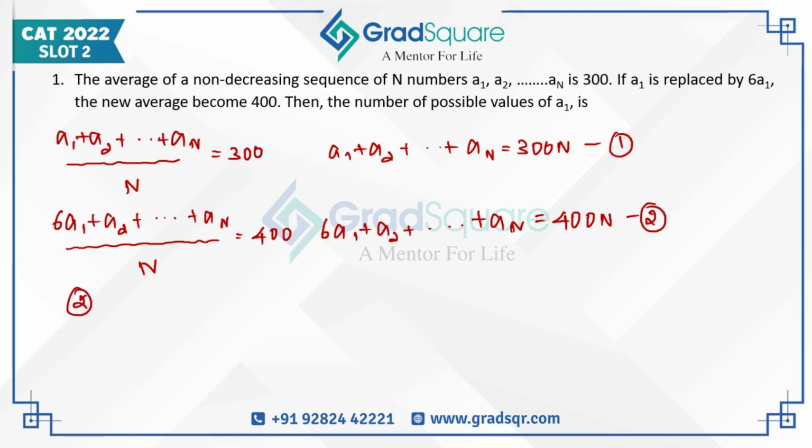If I subtract the first from the second, that is going to be 5a1 equal to 100n. If 5a1 is equal to 100n, then a1 will be equal to 20n.